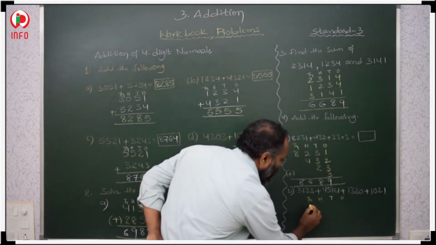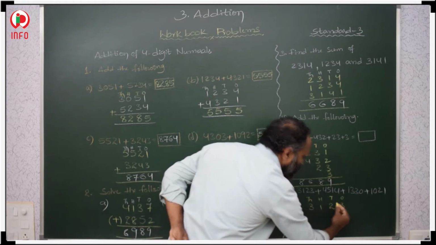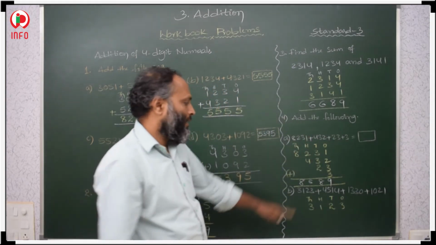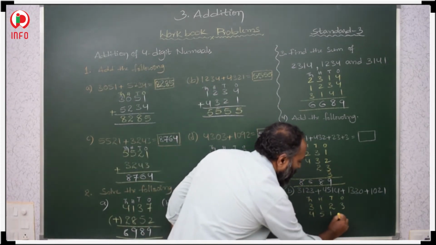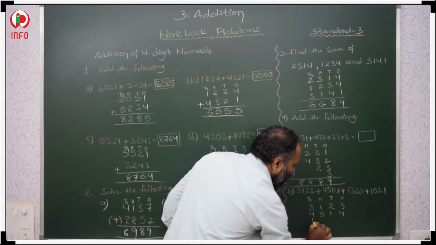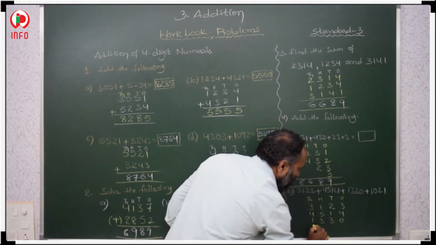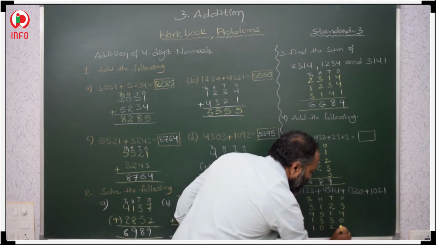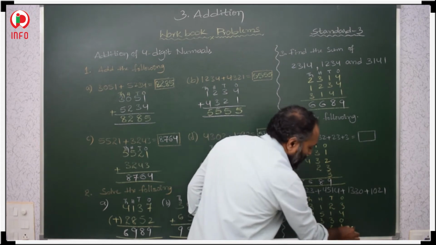Here, 3,123. Then this is 4,514 and this is 1,330 and this is 1,021. Now we have to add all this.